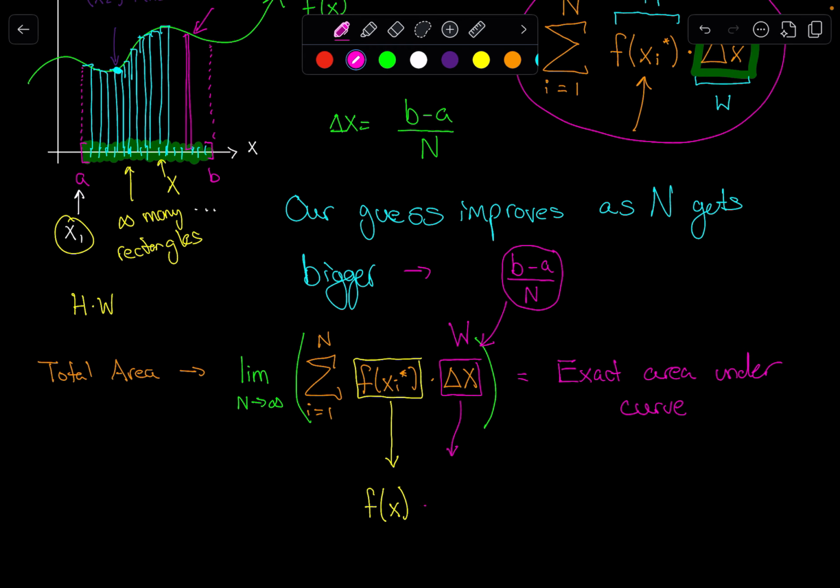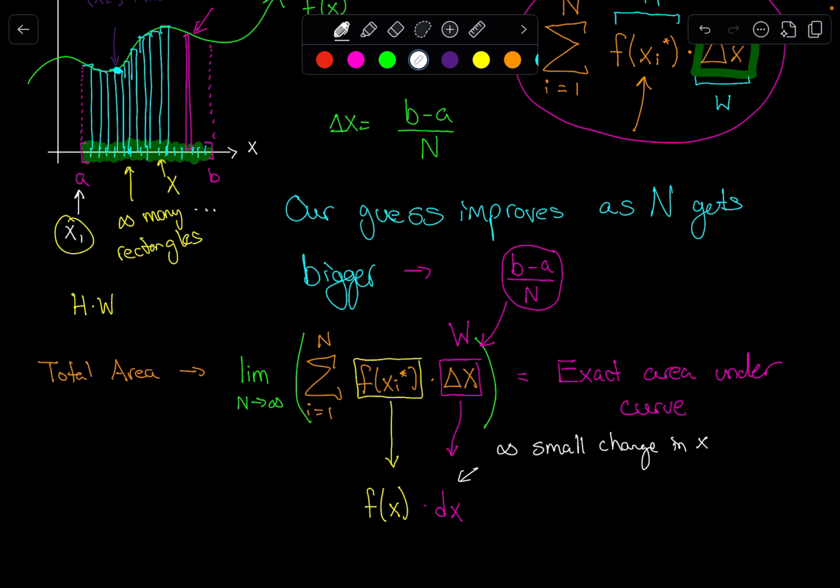We learned that was dx. That dx, remember, means an infinitely small change in x, okay? And so that's going to be our new width.